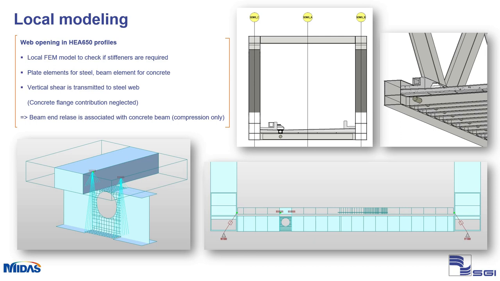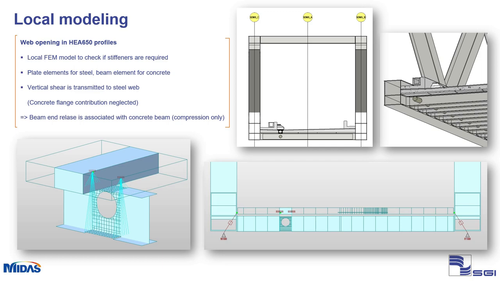So we have plate element for structural steel and beam element for concrete slab. Continuity of composite section is established. I also added beam end releases in order to make the concrete slab transfer compression only, without any shear transfer. As a consequence, vertical shear is transmitted to steel web only in accordance to Eurocode design.